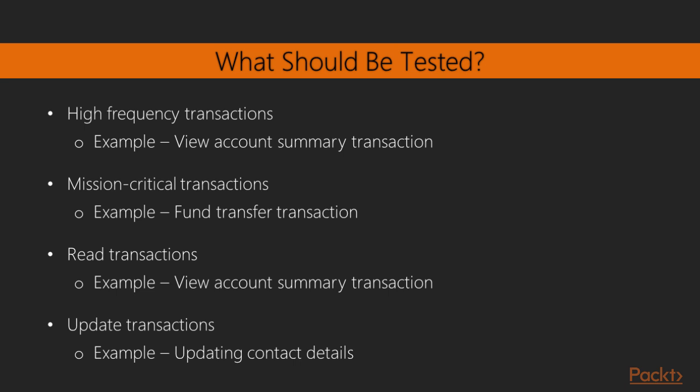At least one update transaction should be included so that the performance of such transactions can be differentiated from other complex transactions. Example for this is updating the contact details in an internet banking application, which is done quite frequently by users for updating the contact details.